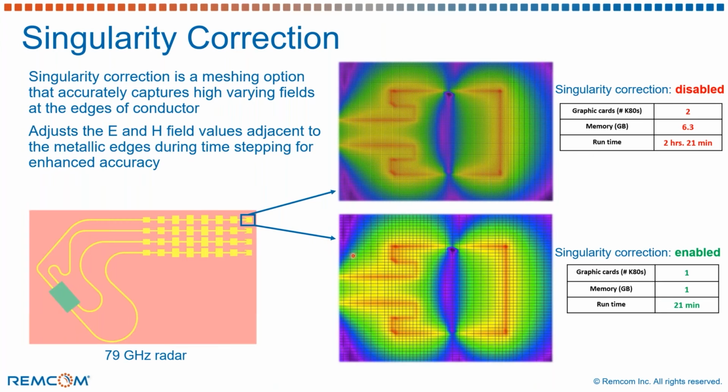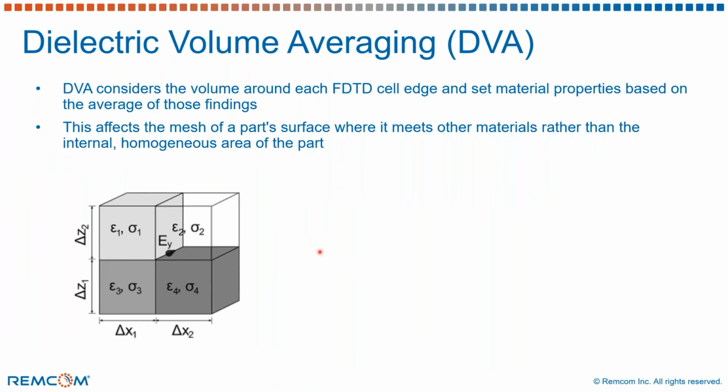This feature can be specifically helpful in modeling high transient currents under the chips. The third feature is dielectric volume averaging, which considers the volume around each FDTD cell edge before assigning the material properties to each of these cell edges.